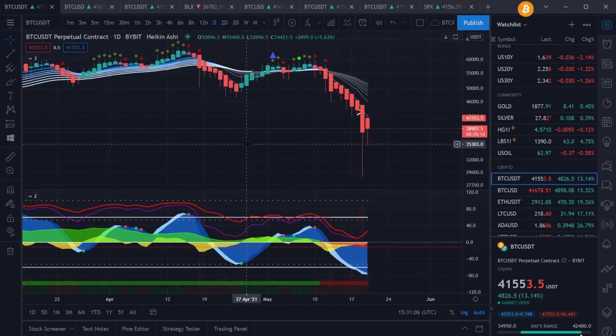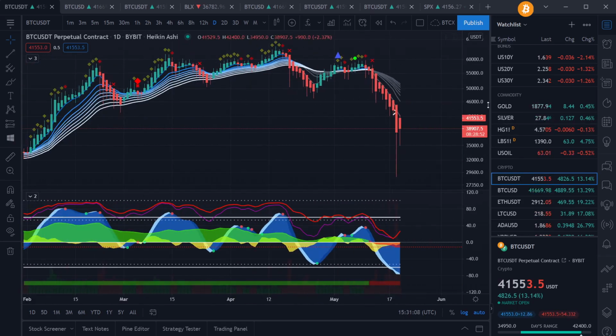Yeah, that's basically my little tutorial for Market Cipher if you don't know how to use it.